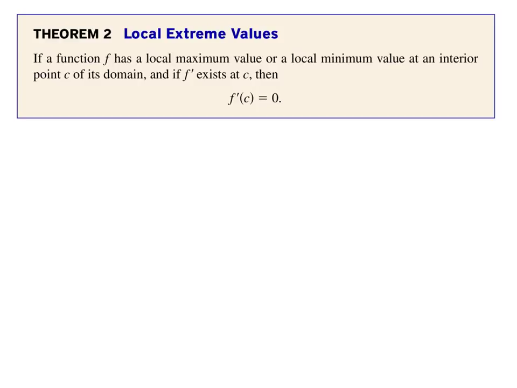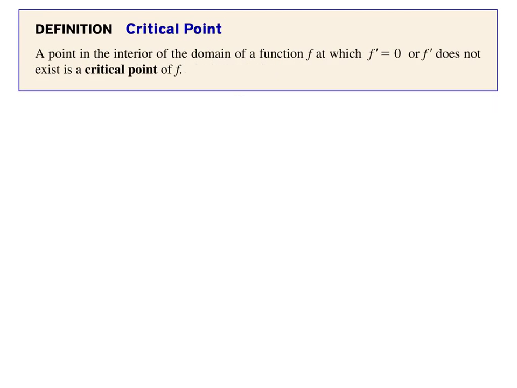We just have to watch whether they are asking for where, or for what the value is. A critical point is a point in the interior of the domain of a function at which f prime, the derivative of f, is equal to 0, or the derivative of f does not exist there. So critical points are either a local min or max, or where the derivative does not exist.